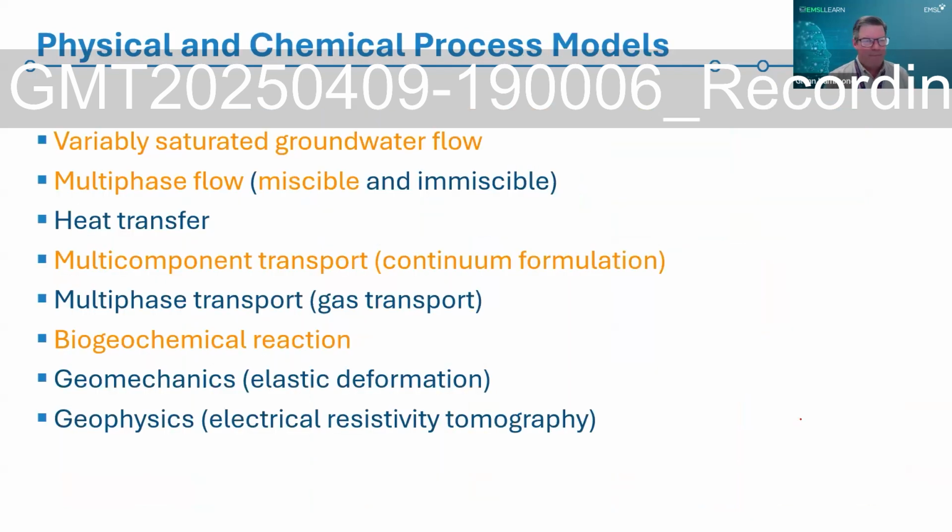So, physical and chemical process models that are simulated by PFLOTRAN. We simulate variably saturated groundwater flow, multi-phase flow, both miscible and immiscible. We handle heat transfer, multi-component transport, multi-phase transport. So we can do gas transport and chemical reactions in that phase. And then biogeochemical reaction, along with geomechanics and geophysics. So the highlighted capabilities here, I'm actually going to show examples later on in this presentation.